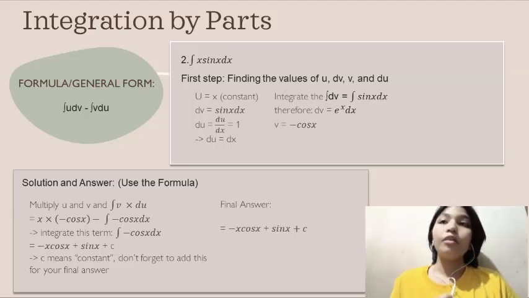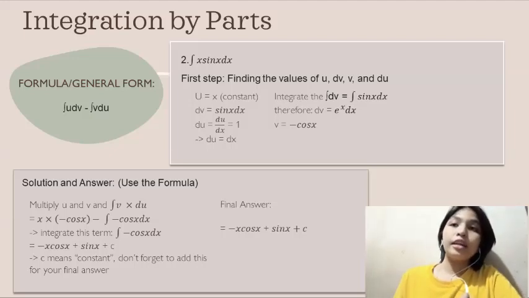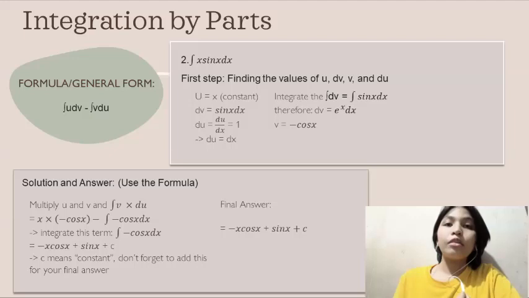Okay, our second example is the integral of x sine x dx. Just like the previous number, the first step is finding the values of u, dv, v, and du. We will choose x as our u, dv will be sine x dx, and to get our v, we integrate both sides of dv. The integral of sine x dx is negative cosine x.